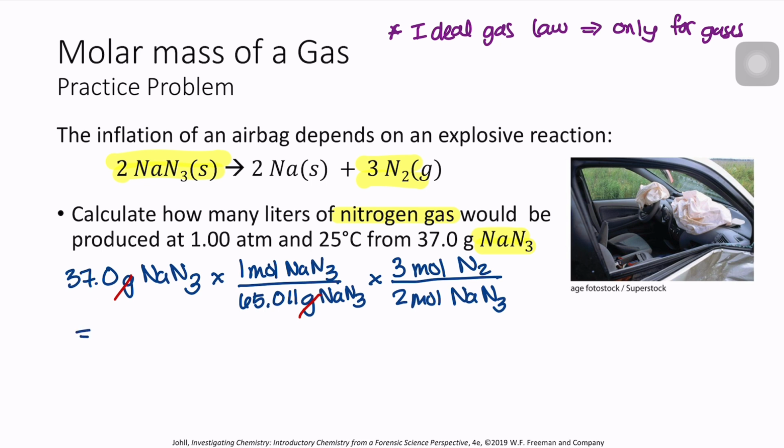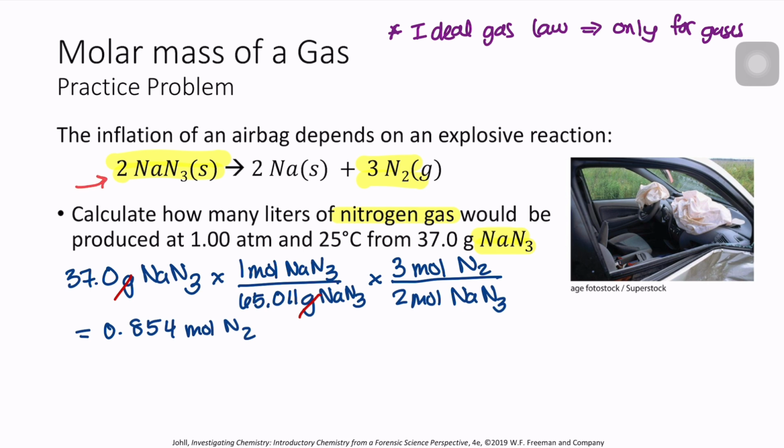Now this gives me the moles of nitrogen. So you can take this and plug it into your calculator, multiply 37 by 3, get that answer, then divide it by 65 times 2. And when you do that, you should get 0.854 moles of N2. Nitrogen is a gas, so I can use that in the ideal gas law.